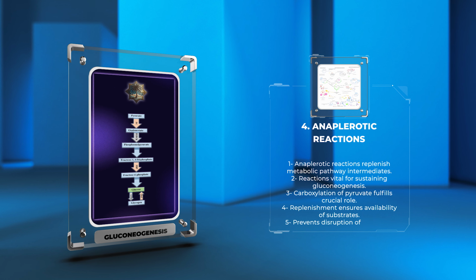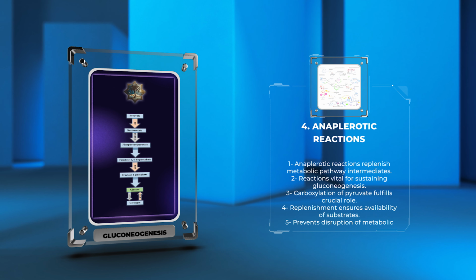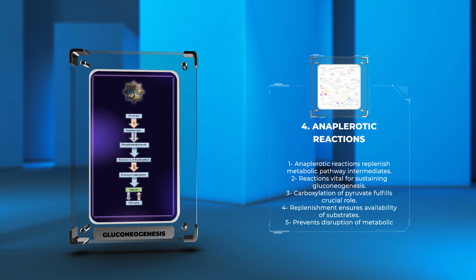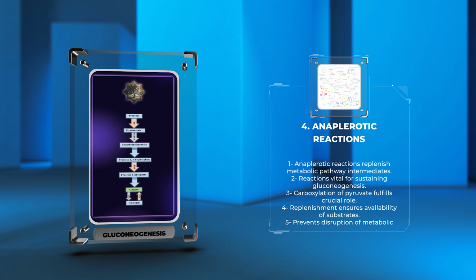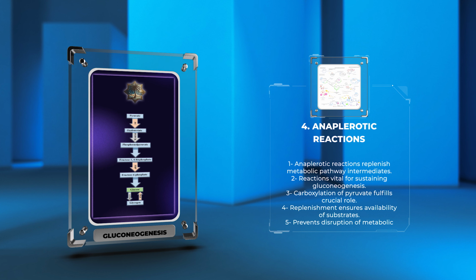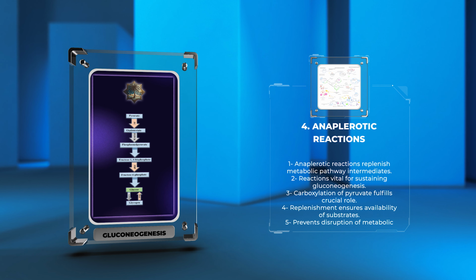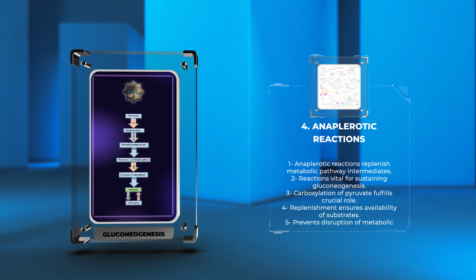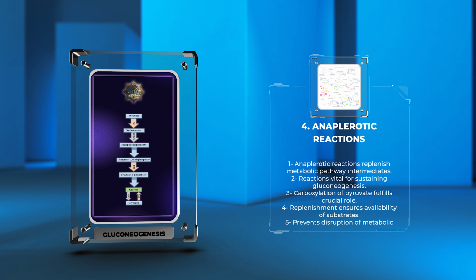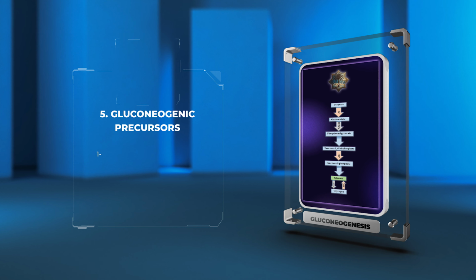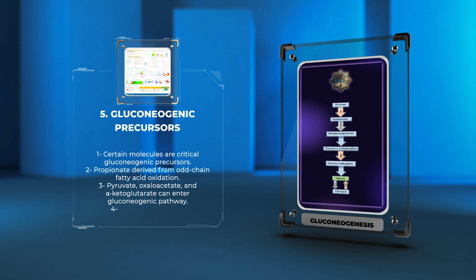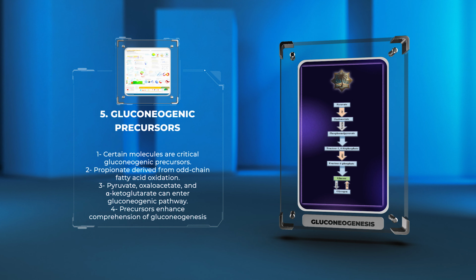These reactions are vital for sustaining gluconeogenesis and preventing depletion of essential metabolites. Reactions, such as the carboxylation of pyruvate to oxaloacetate by pyruvate carboxylase, fulfill this crucial role. This replenishment ensures the availability of substrates for gluconeogenesis and prevents the accumulation of intermediates that could disrupt the metabolic equilibrium. In addition to amino acids, lactate, and glycerol, certain molecules serve as critical gluconeogenic precursors.